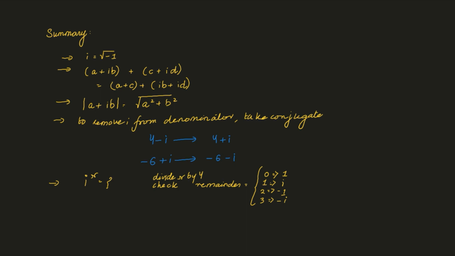So there's that. To find out what i to the power x is, you divide x by 4 and you check for the remainder. If it's 0, then the answer is 1. If it's 1, then the answer is i. If it's 2, then the answer is minus 1. And if it's 3, the answer is minus i. That is it for complex numbers.